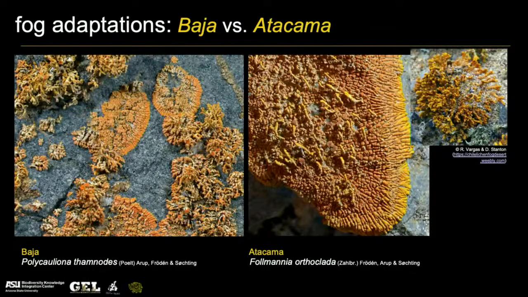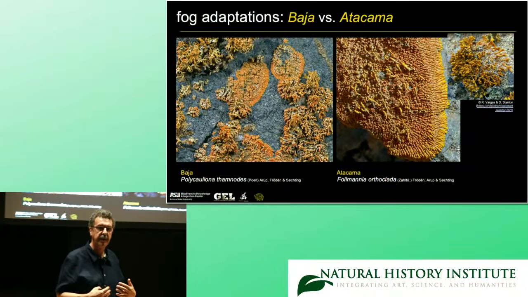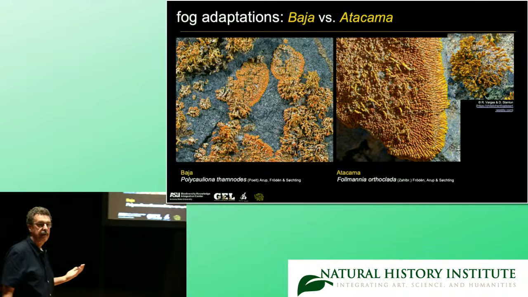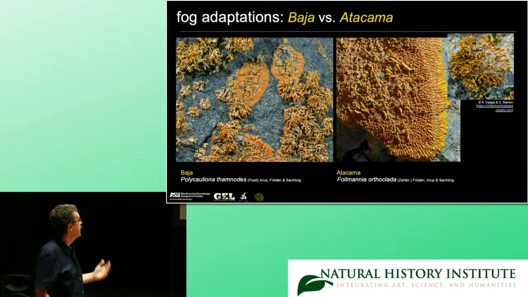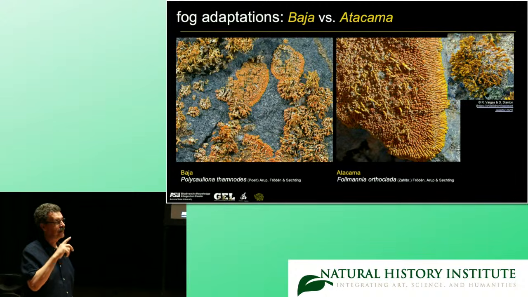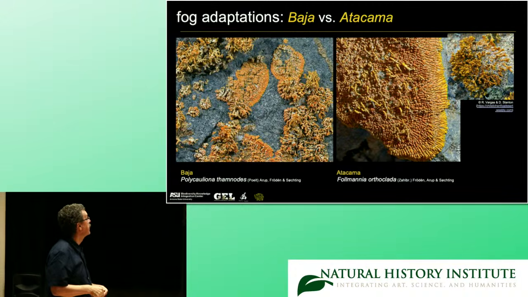Now this is an interesting lichen. Here on the left is Niebla (Polycauliona) thamnodes from Baja California, and here is Vulpicida (Niebla) orthoclada from the Atacama Desert. The Atacama is also a fog desert, where the fog rolls in too. It's actually an even more extreme desert than Baja California. And these two lichens, although they look very similar, we now know are not closely related. They're in the same family, but in very different branches of the family tree, so to speak.